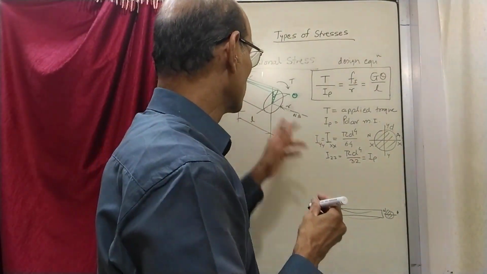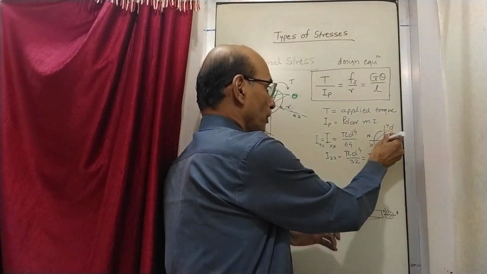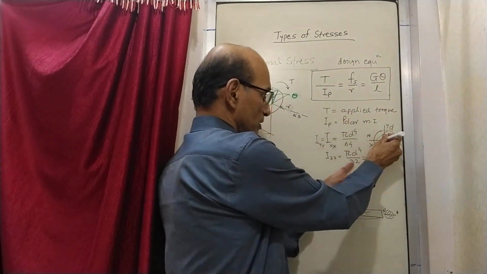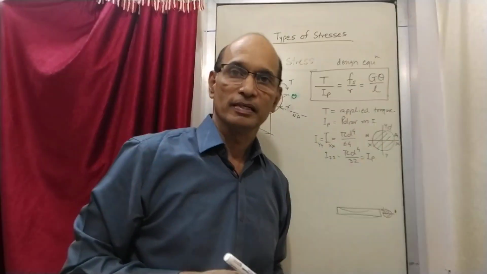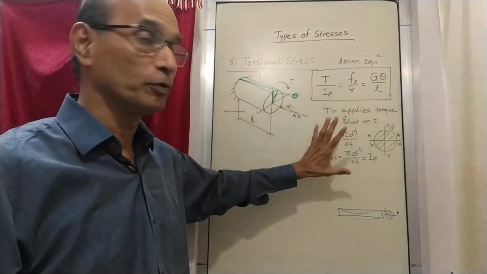And this is the direction of the z axis, and the moment of inertia about the z axis is like this, which is also called the polar moment of inertia. That is the meaning of this, which I still want all of you to go back and revise.